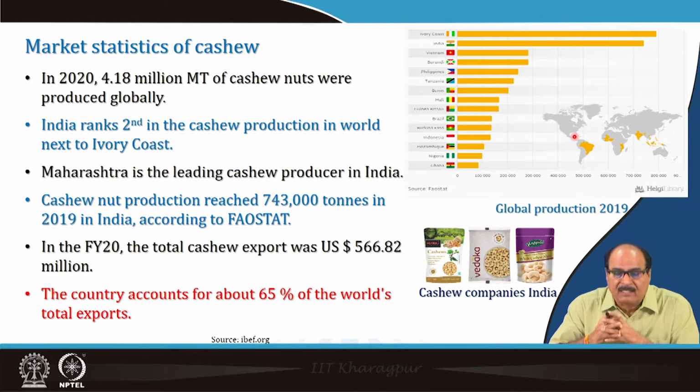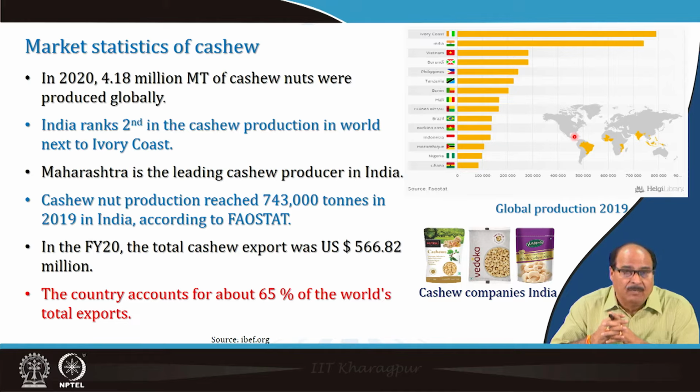Market statistics of cashew: in 2020, 4.18 million metric tons of cashew nuts were produced globally. India ranked second in cashew production in the world, next to Ivory Coast. Maharashtra is the leading state in the country in cashew production. Cashew nut production reached around 43,000 tons in 2019 in India, according to the FAO stats.